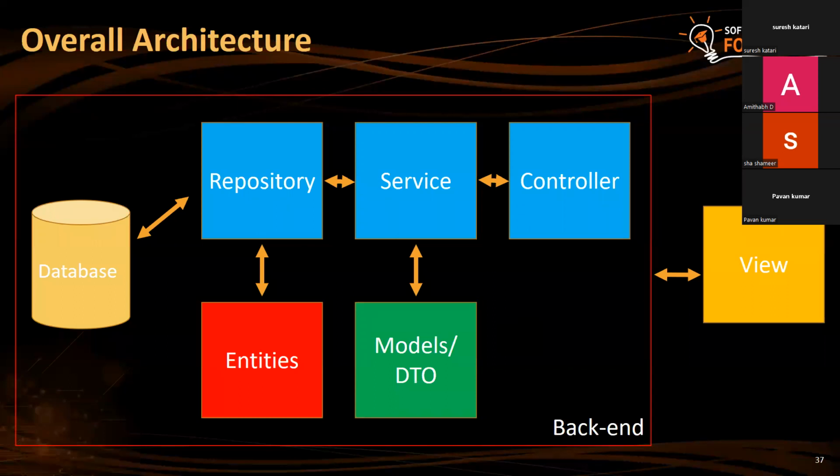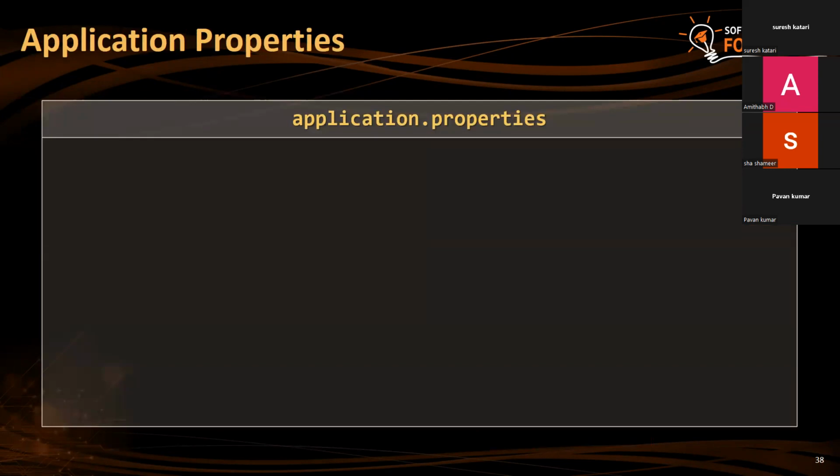So there is another one. Application level properties are there. Properties means there is one file, application.properties. So let me show you that.